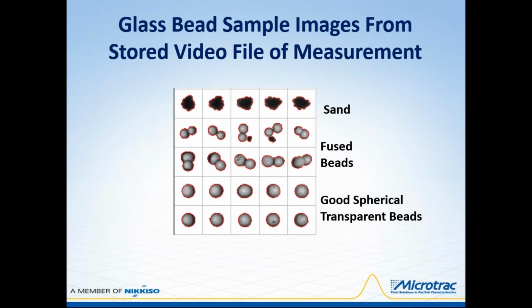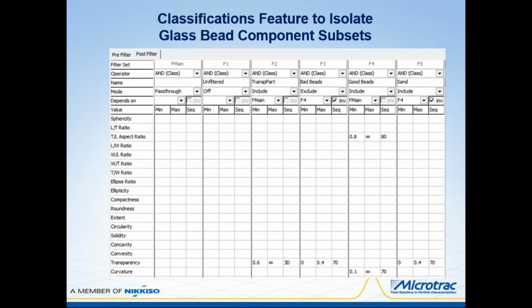Pictured here is a very small section of the video file from the measurement of this sample. Any stored video file can be remeasured under different standard operating procedures, or SOPs, applying different sets of filters or classifications, which will be discussed later. From the top down, we see images of sand particles, fused beads, and good beads. The good beads are both spherical and transparent.